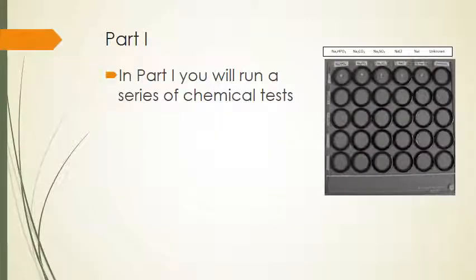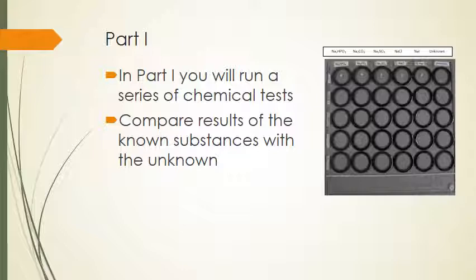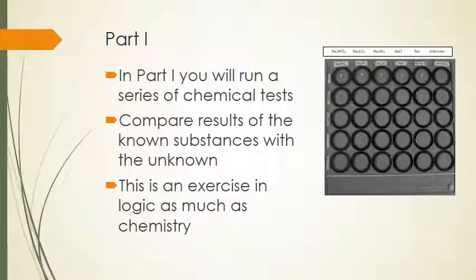Part 1. You will run a series of chemical tests. You will have known substances and one unknown. Compare the results of the known substances with the unknown. The ones that react the same give you a good idea of what your unknown is. This is an exercise in logic as much as in chemistry.